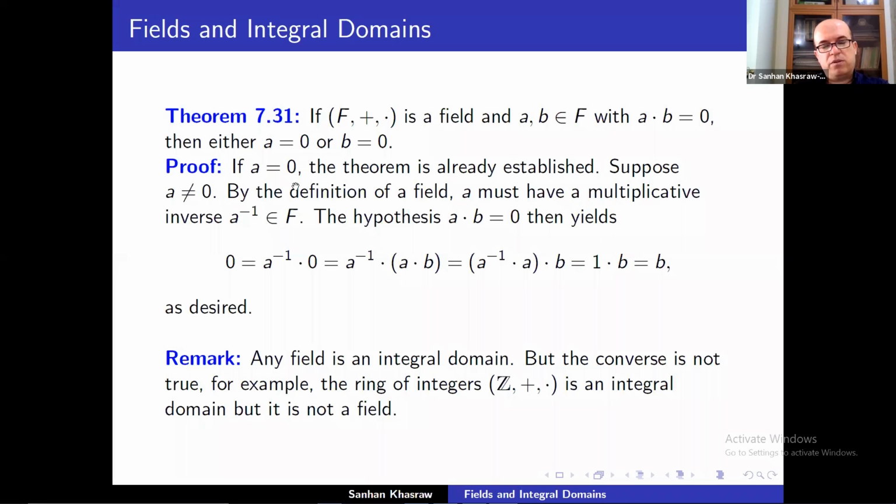This is from theorem 7.18. But the converse is not true. For example, the ring of integers is an integral domain, but it's not a field, because let's take 2 in Z. 2 has no multiplicative inverse in Z, because 1 over 2 is not in Z. So then what condition should be applied on an integral domain so that we get a field? We need to think about this.